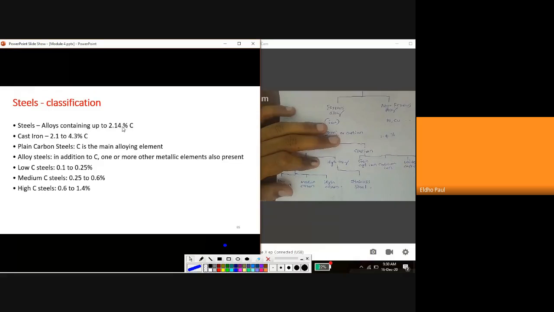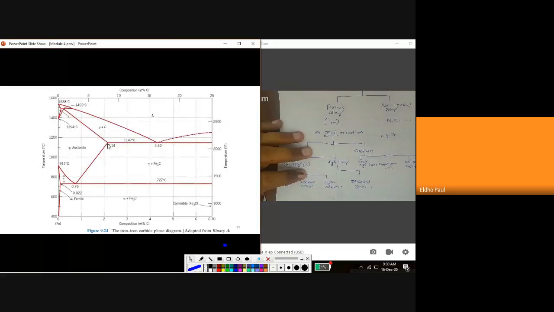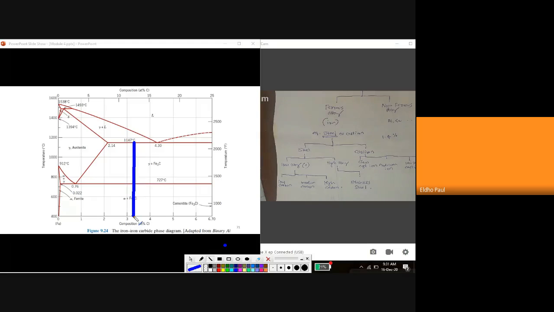Okay, after 2.14 to 4.3, similar to steel, is considered cast iron. But we do not commonly use up to 4.3% of carbon, because when we add 4.3% of carbon into iron, the cast iron becomes more brittle. So it is not practically useful for any engineering application, so we limit cast iron to 3% or 3.something% of carbon. Okay, so we limit the percentage of carbon.